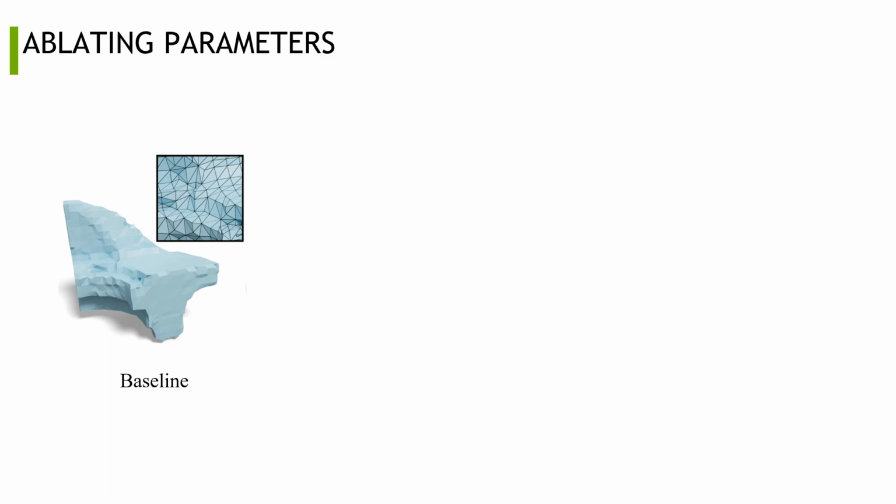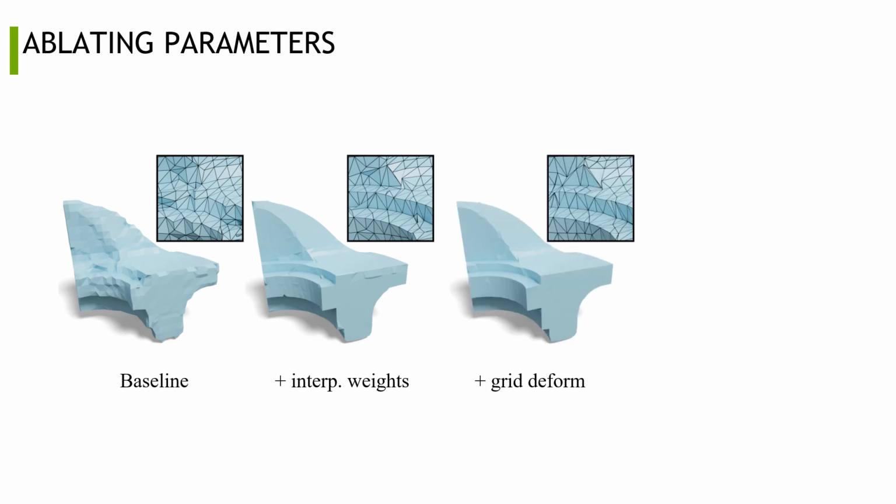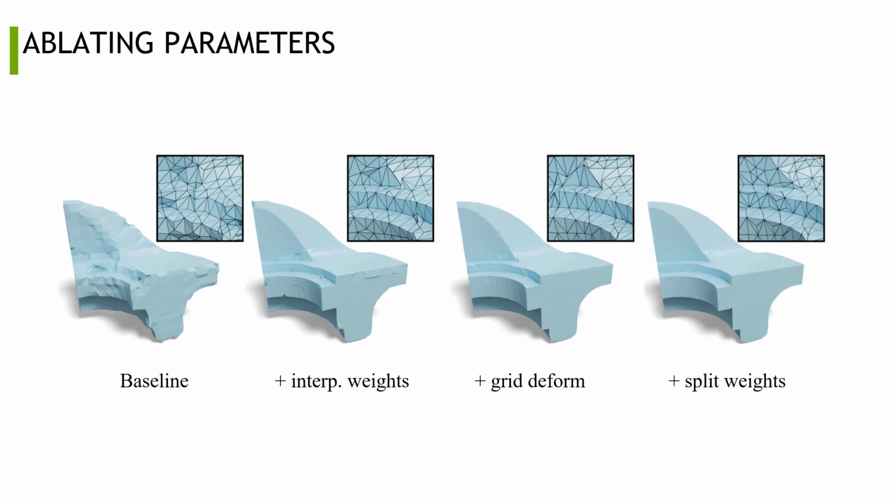Here we use one example to demonstrate the effect of each set of parameters we added in FlexiCubes. Adding the interpolation weights allows mesh edges to align much better with the sharp geometric features. This is further improved by allowing the grid to deform locally. Finally, with the flexible quad splitting, FlexiCubes can learn the right split, which removes the artifacts in the curved regions.